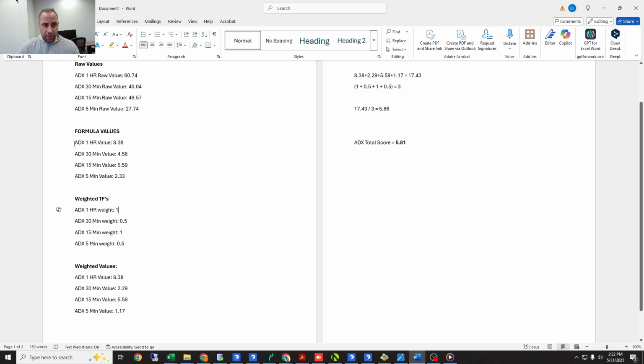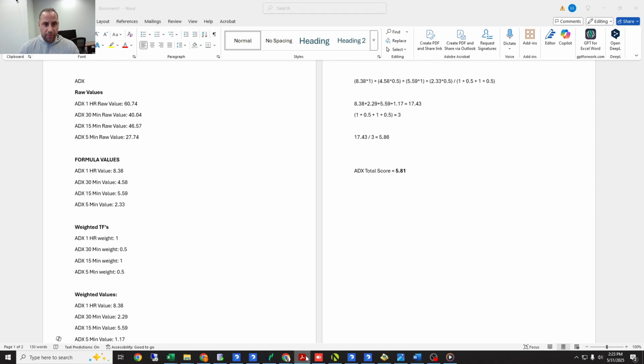So we have, for the 1 hour, the value at 8.38. The weighted value is at a 1. So we get a weighted total value of 8.38. 30 minute had a value of 4.58. We multiply it by its weight, it gives us 2.29. And the 15 minute has a value of 5.59, multiplied by the weight, 5.59. And then finally the 5 minute has a value of 2.33, multiplied by its weight of 0.5 gives us a value of 1.17.